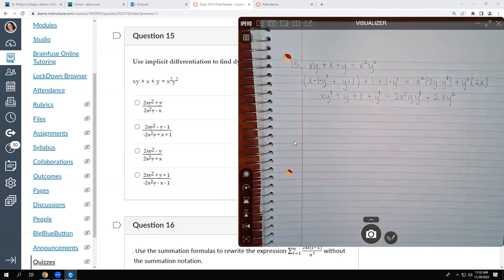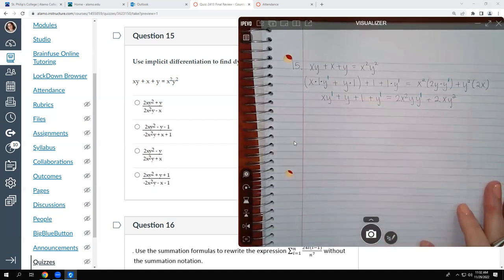Now in the other problem, it was nice because all the y primes were already on one side, right? And then I could just factor it out and divide by the rest of the mess. The problem with this one is that I don't have all the y primes together on one side. So we have to take that step to make that happen first, okay?